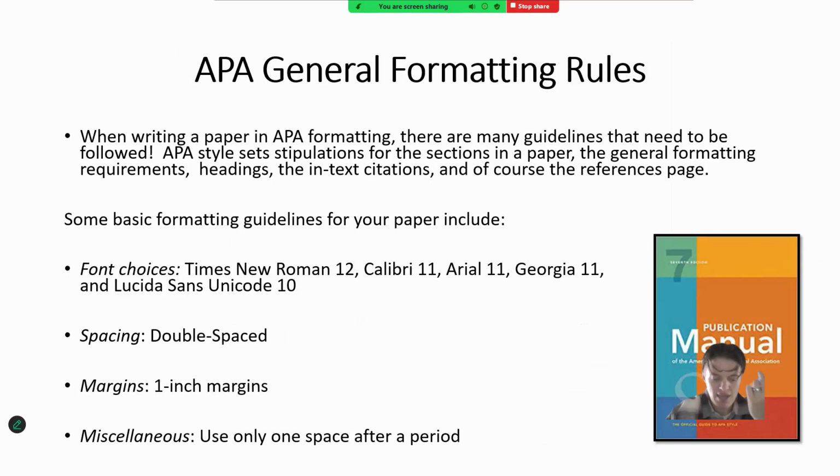But remember the APA, American Psychological Association, all of these rules are written in the APA publication manual that we talked about before. But when you're writing a paper in APA formatting, there are quite a few guidelines that need to be followed. Just like MLA or Chicago, there are rules, there are set styles that stipulate what goes in each section of the paper, general formatting requirements, things related to headings, and then we'll get into the in-text citations and the references page, of course, in the next part, in part three.